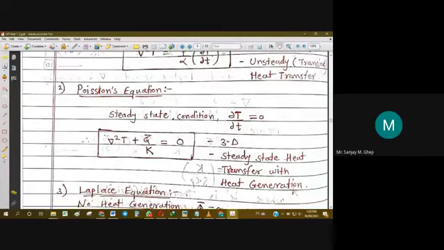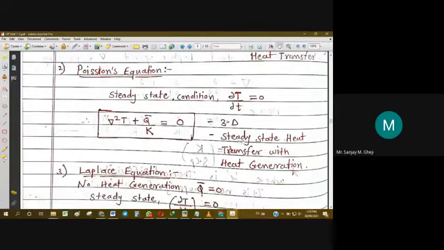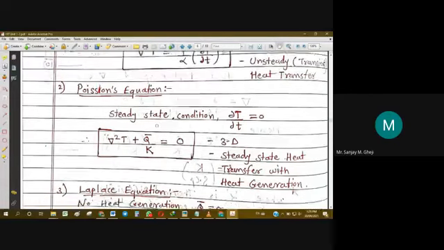But there is a heat generation. Heat generation is not zero in this case. So del square T plus q bar by k is equal to zero. This is a three-dimensional equation, as well as a steady state heat transfer with internal heat generation. There is an internal heat generation. So this is Poisson's equation.